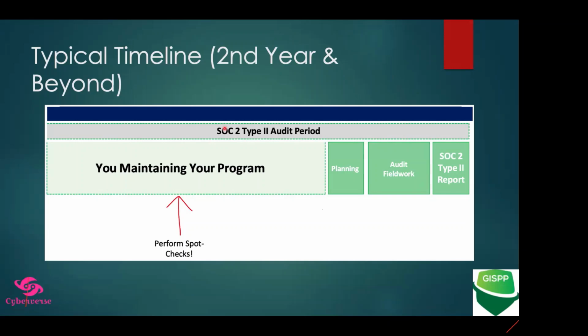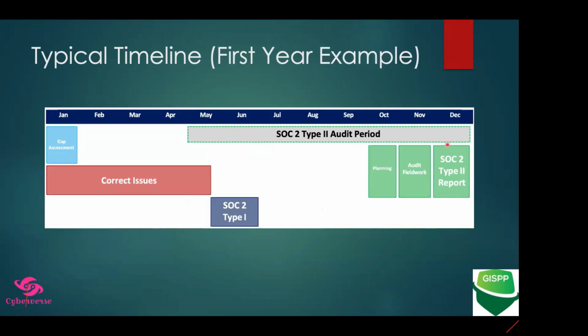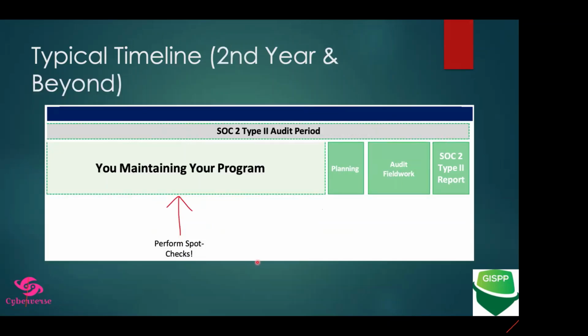You can engage vCISO, for example, who can come and make sure कि आपने जो भी controls implement किए हैं, you are maintaining those controls and you are maintaining your program. And then at the end of the year, again, you go for the reassessment.